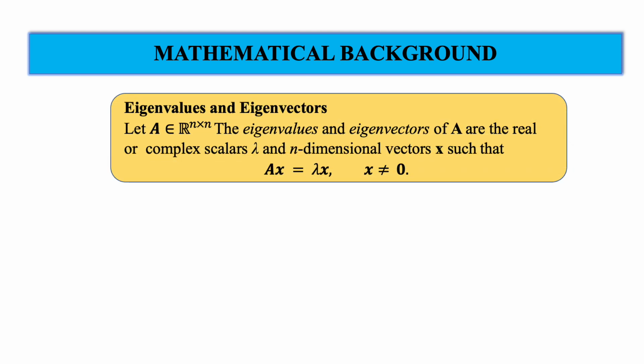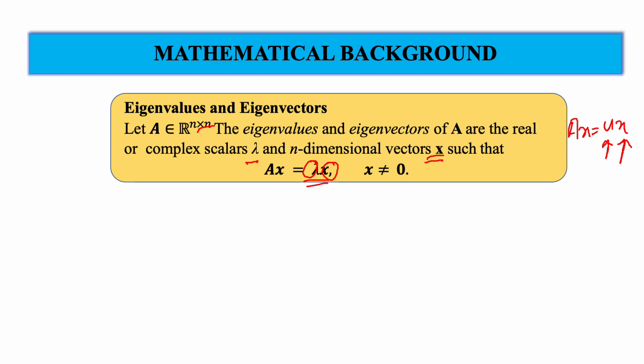So suppose that we are given a matrix A of n by n. Then the eigenvalue and eigenvector of A are the real or complex scalar lambda and n-dimensional vector x such that Ax equals lambda x. If you remember the last example, in that Ax was equal to 4x. So 4 is the eigenvalue and x is the corresponding eigenvector of matrix A. If Ax equals lambda x, when x is not equal to 0, then lambda is called the eigenvalue of A and the corresponding eigenvector is x.